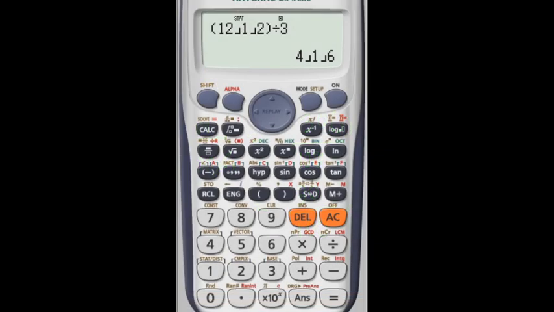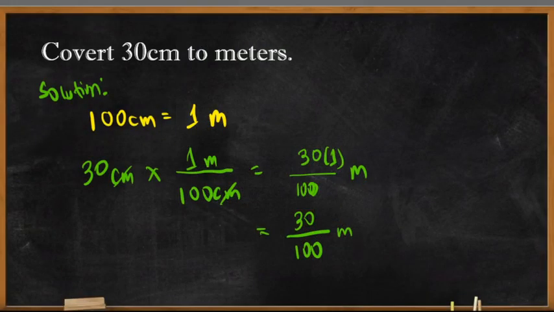So that will be 30 over 100. This will be equal to, we'll have that one in decimal because we are not on metric, 0.3. So our answer will be equal to 0.3 meters.